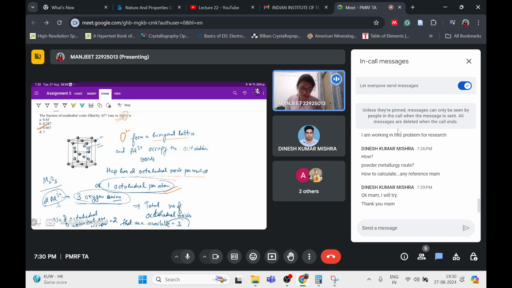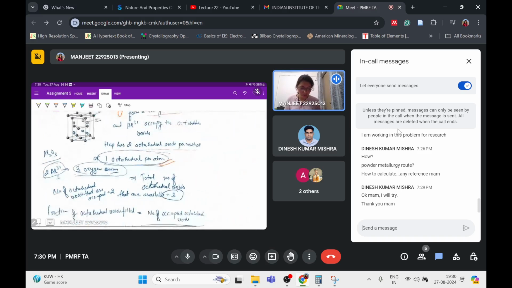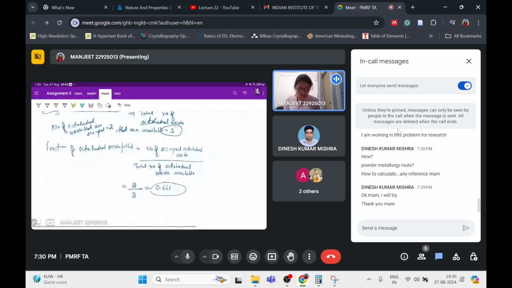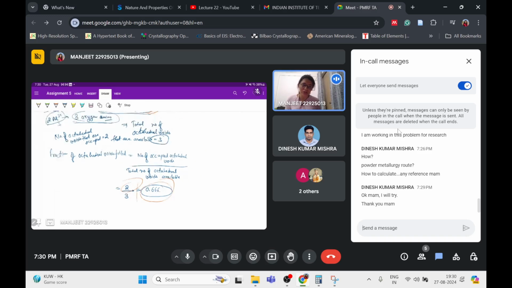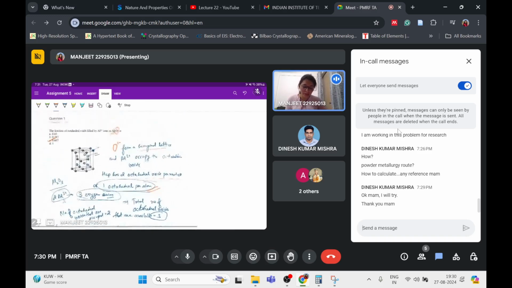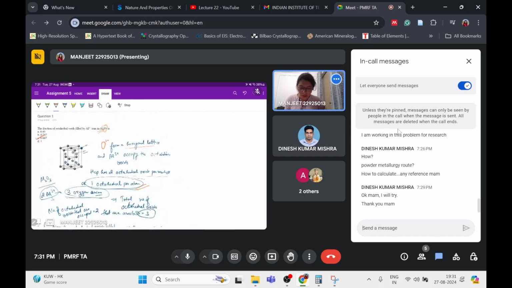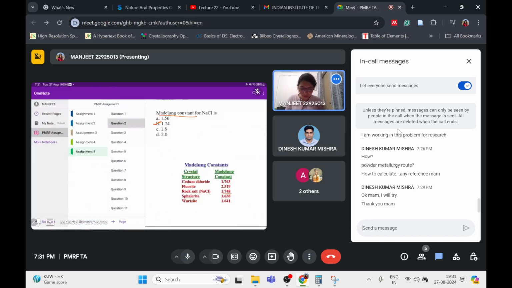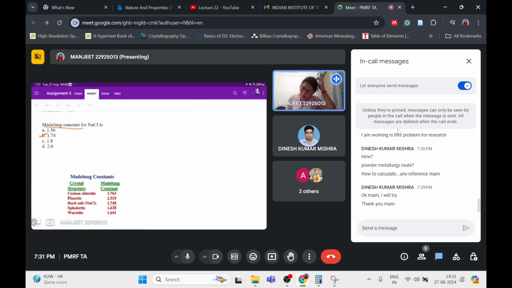We have 3 available, so what will the fraction be? The available are 3 and the occupied are 2. When we divide these, we get the fraction of the octahedral voids filled by the aluminium 3+ ion. In the next question, what is the Madelung constant for NaCl?